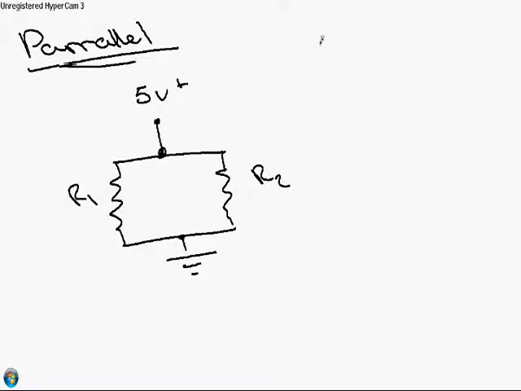So let's talk about total resistance. Now, it is a resistance divider, and there's your division. 1 over RT is 1 over R1 plus 1 over R2.